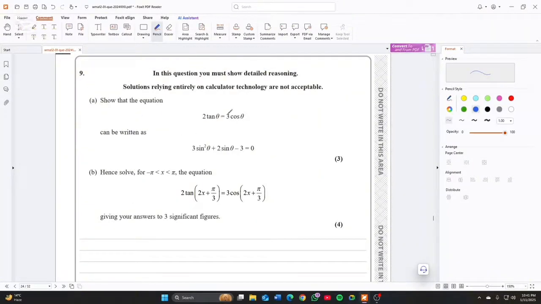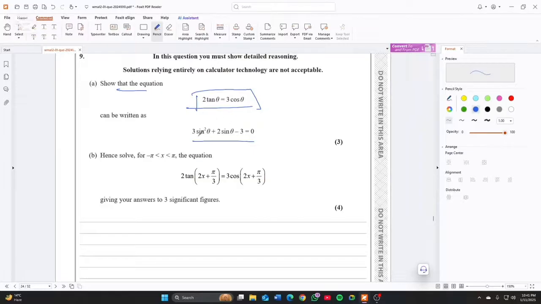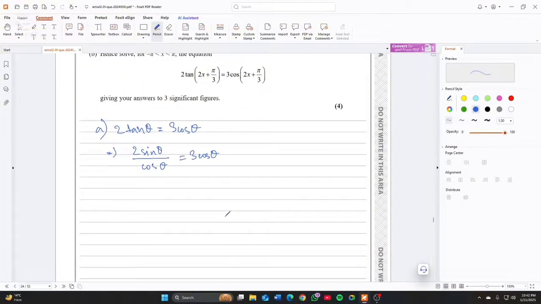Here, this is a trigonometric question. So show that the equation 2 tan theta equals 3 cos theta can be written in this form. Okay, so we have to convert all of this into sine, since all of them are sine. This is A. Tan theta can be broken down into sine theta by cos theta, so 2 sine theta by cos theta equals 3 cos theta. Now if we take this cos theta here, this will give us 2 sine theta equals 3 cos square theta. Now we can convert the cos square theta into sine square theta.